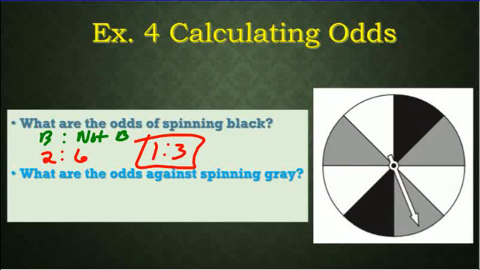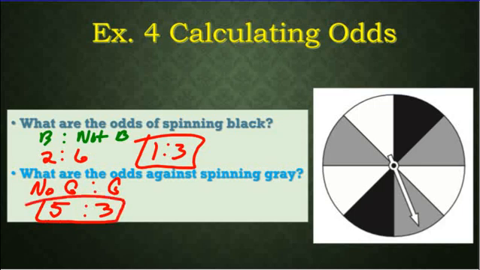And what are the odds against spinning gray? So no gray versus gray. So no gray, we got 2, 4, 5. 5 that are not gray. We have 3 that are gray. So you have 5 to 3 chance or odds against getting gray.